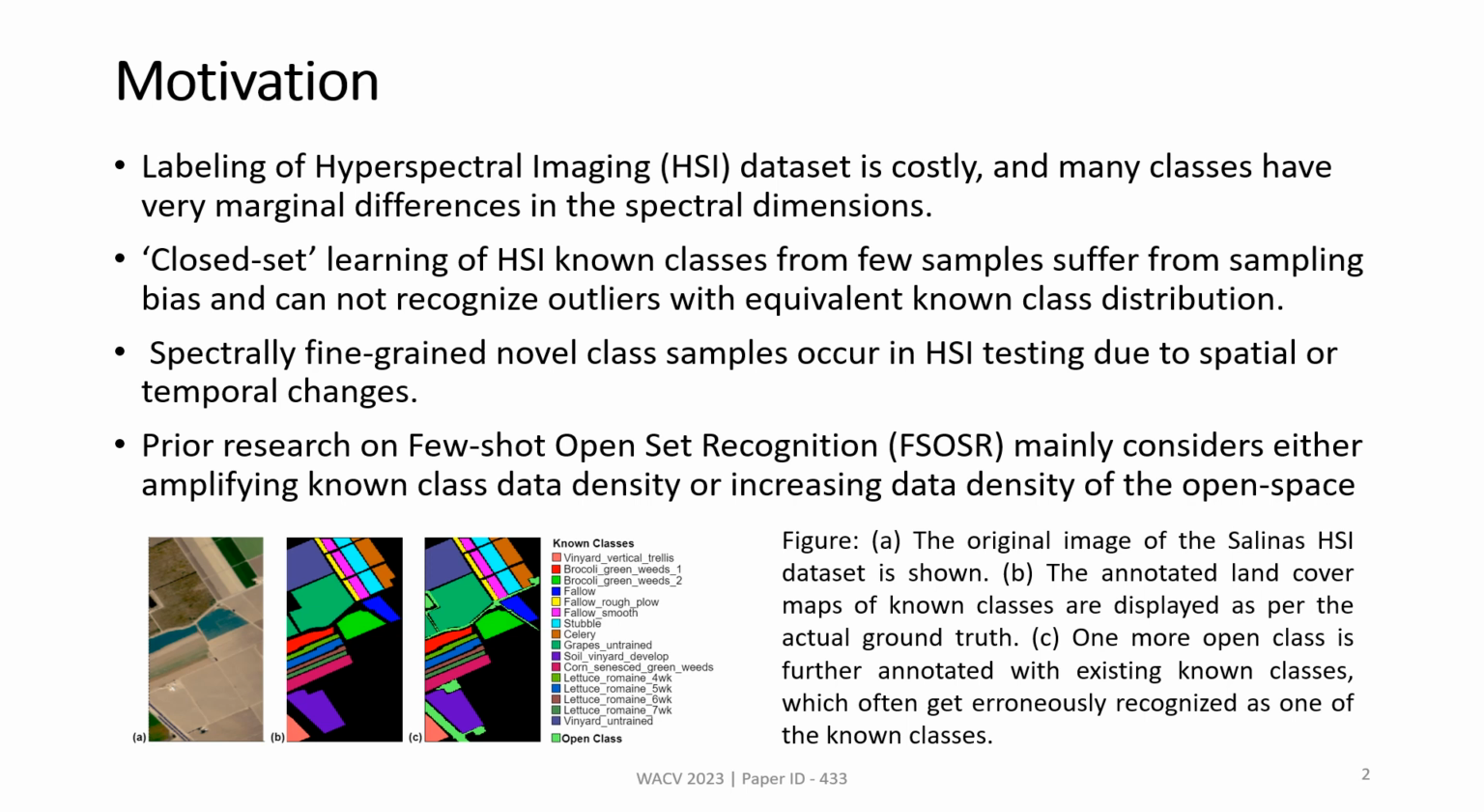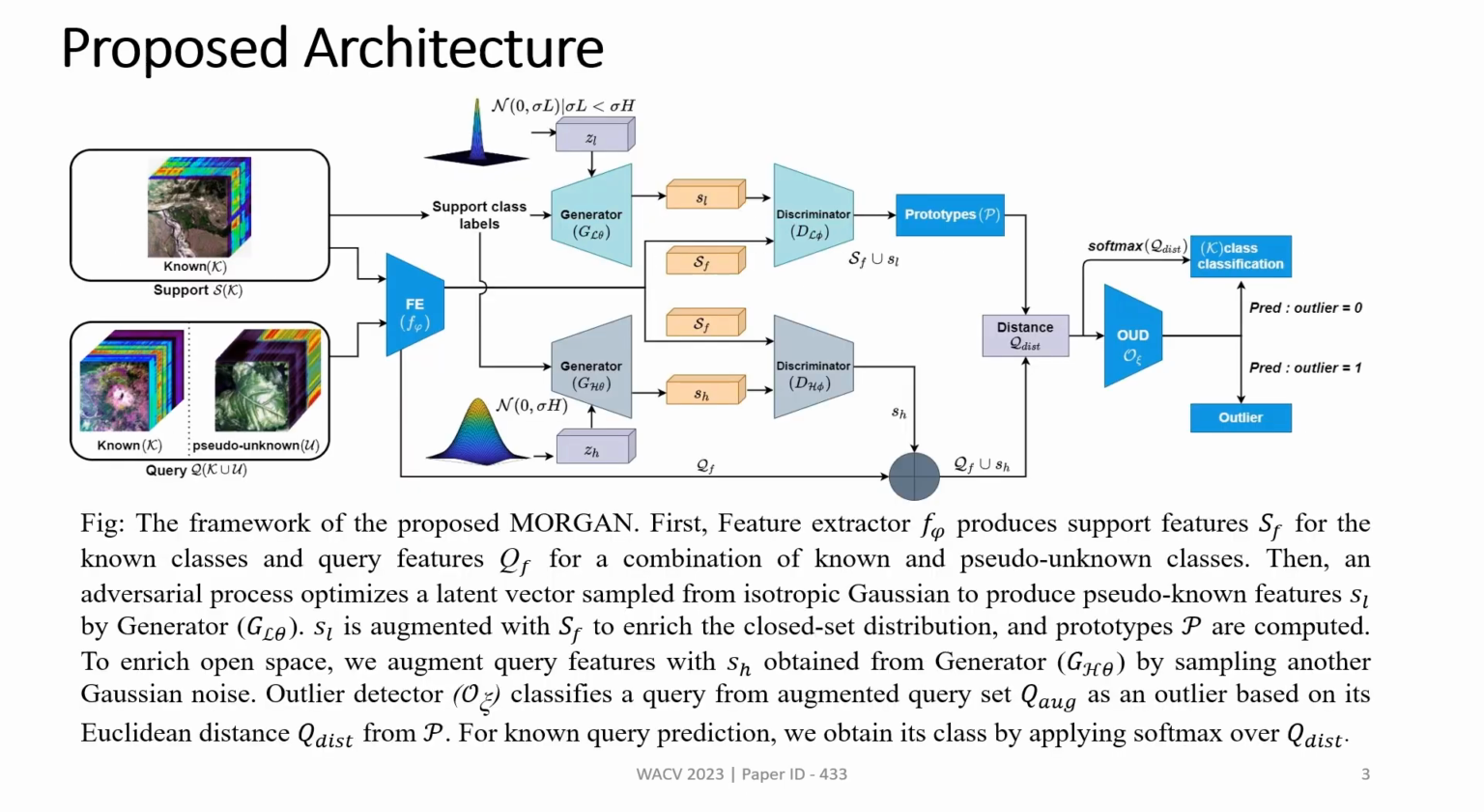In case of hyperspectral datasets, there exist a lot of unannotated black pixels, and a closed-set trained model, whenever it encounters these pixels, often misclassifies them to one of the known classes. Also, existing FSOSR methods either try to amplify the data density of the known classes or the open space. It creates data imbalance, and that's why in MORGAN we amplify data density of both closed and open space.